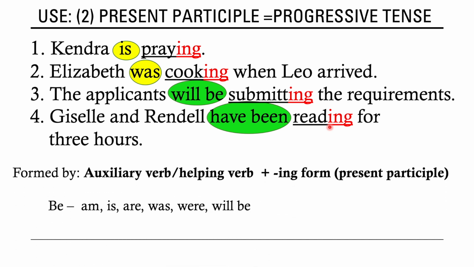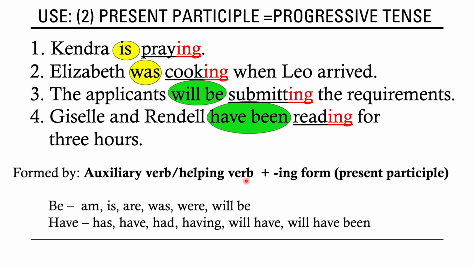How do we form? So we have the following. Auxiliary verb, the helping verb, plus the ing form or the present participle. So we have the verb be: am, is, are, was, were, will be. For the have, we have has, have, had, having, will have been. So all these are helping the main verb in the ing form so that the sentence will be grammatically correct. Okay? So what if we just have Giselle and Randall reading for 3 hours? Okay? It's grammatically wrong. So we need helping verbs. Okay? So together with the present participle, we need the helping verbs. Okay?